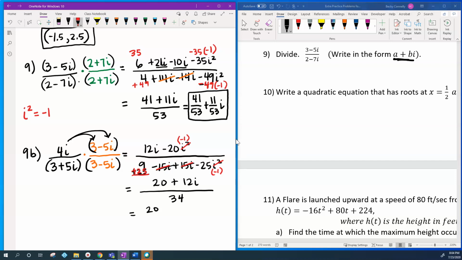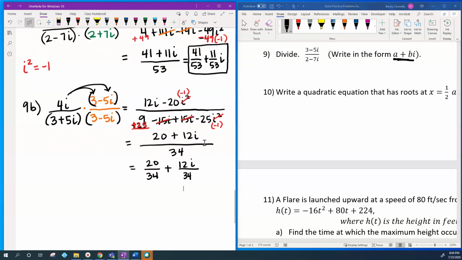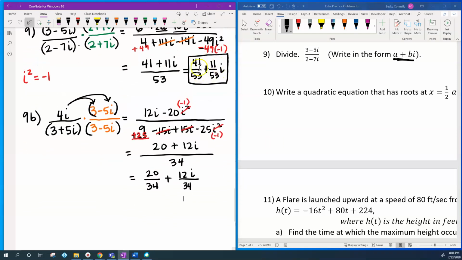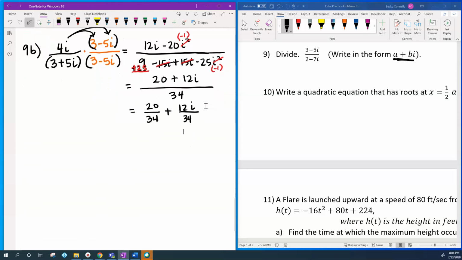All right, so then on this, if we take this further here, because this isn't written in the right form yet, if we split it up so that we have 34 on the bottom of both of those, well, this one can actually simplify further. And if you don't simplify, like our one up here wouldn't simplify. 41 and 53 don't have any common factors. 11 and 53 don't have any common factors. So we can't reduce those fractions. But on this one we can.